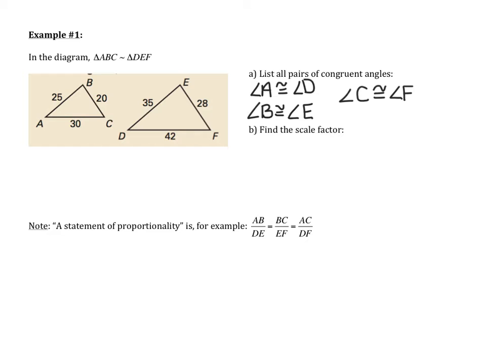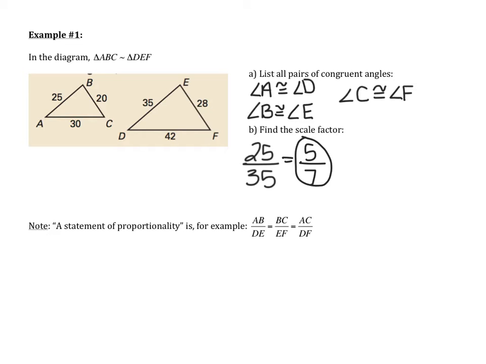Part B says find the scale factor. I can find the scale factor by writing the ratio of a pair of corresponding sides. So again, looking at our similarity statement here, I see that side AB would be similar to side DE. So the scale factor would be to take those two side lengths, 25 and 35, and write them as a fraction. So 25 over 35, and we always want to write it as a fraction in lowest terms. So the biggest number that goes into 25 that also goes into 35 is 5. So 25 divided by 5 is 5, and 35 divided by 5 is 7. So the scale factor for these similar triangles would be 5 over 7.